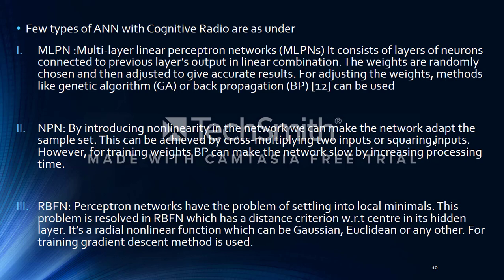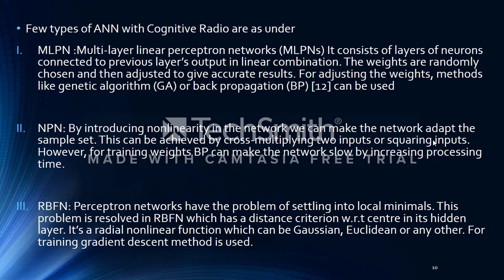Number 1, multilayer perceptron neural network. It consists of layers of neurons connected to the previous layer's output in linear combination. The weights are randomly chosen and then adjusted to give accurate results. For adjusting the weights, methods like genetic algorithm or backpropagation can be used.